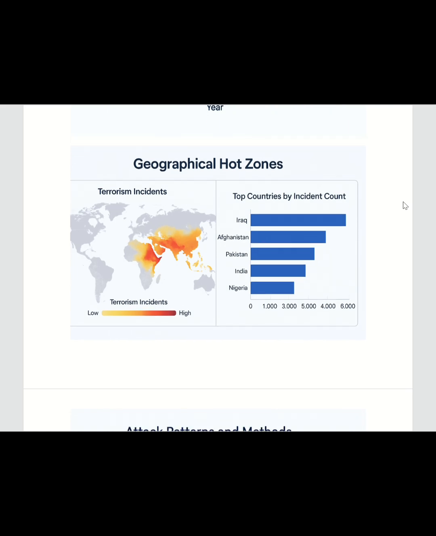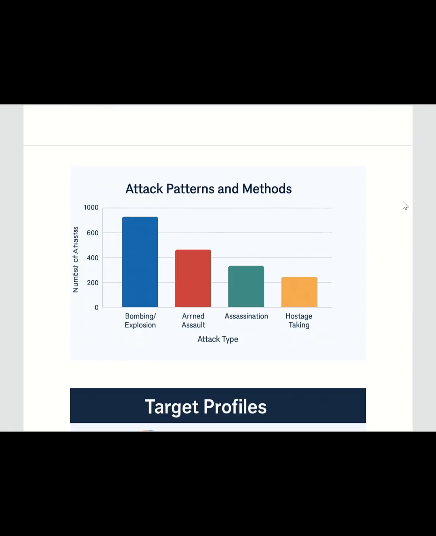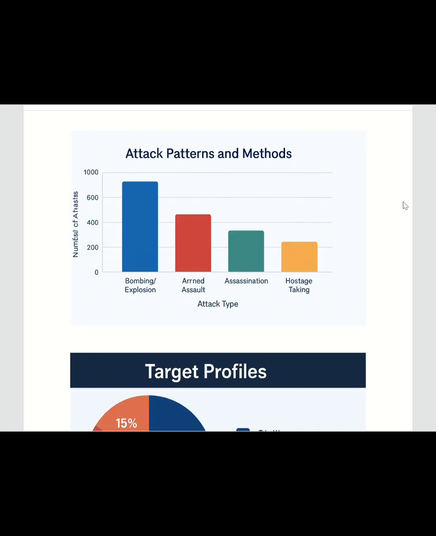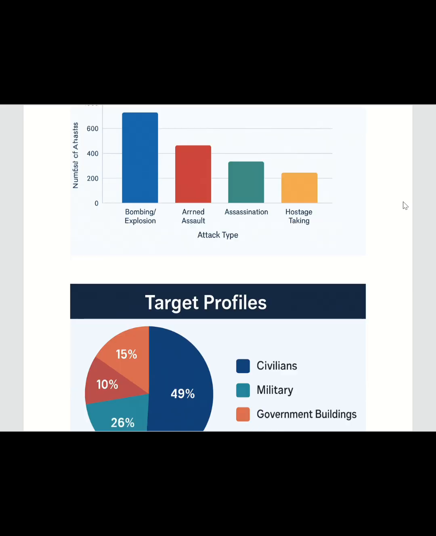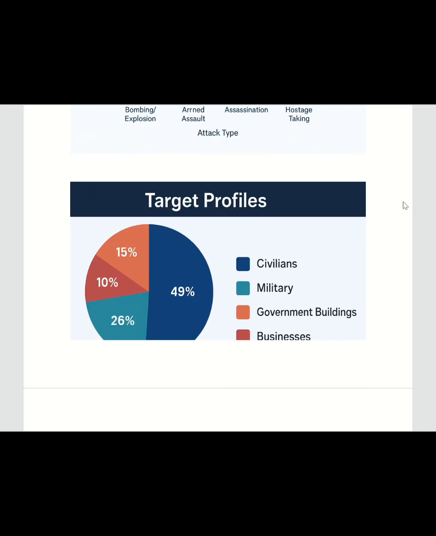After that, I have shown attack patterns and methods using a histogram, which includes bombing explosions, armed assault, assassinations, hostage taking. After that, I have targeted some profiles, which include civilians, military, government, etc. Then human impact analysis, which includes casualties, like number of casualties, killed and injured. Then perpetrator group trends, which is the terrorist groups. And then lastly, security insights and recommendations.